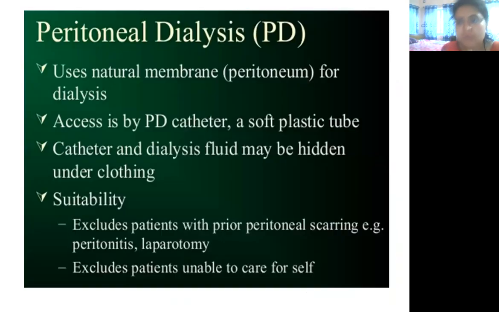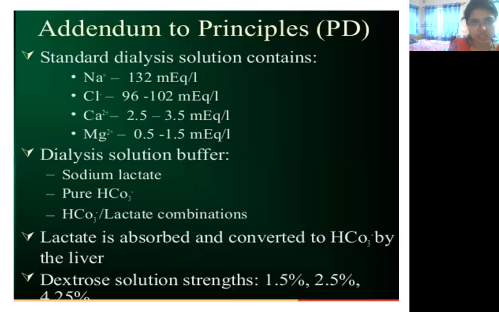One soft plastic tube is there, as well as some underclothing will be there, and we exclude some patients with prior peritoneal scarring, some laparotomy and other things, and exclude patients unable to care for themselves. So generally this type of dialysis we prefer for those patients. Addendum, this is the principle actually.